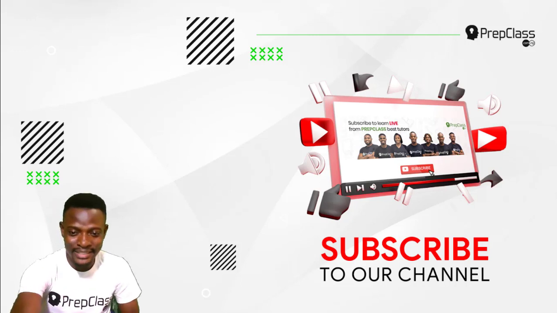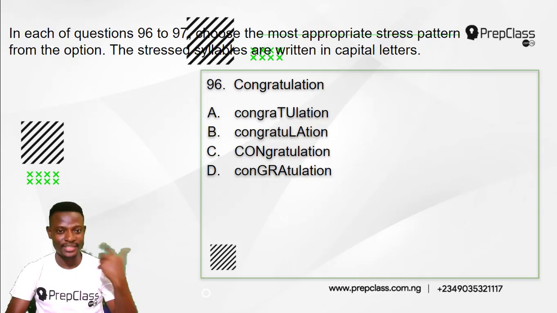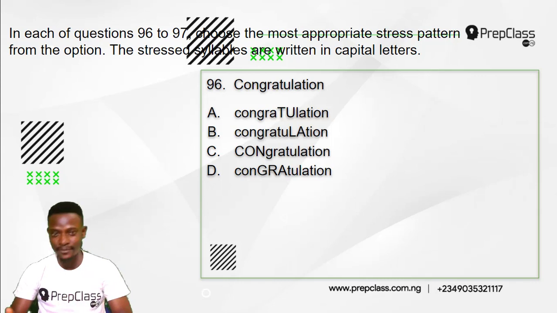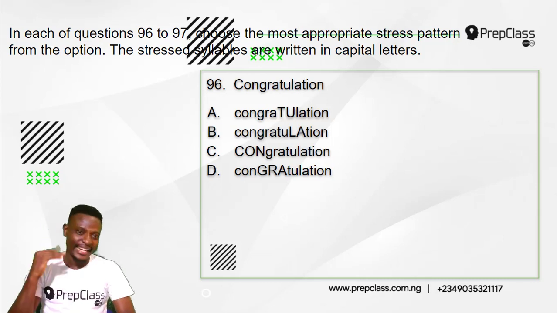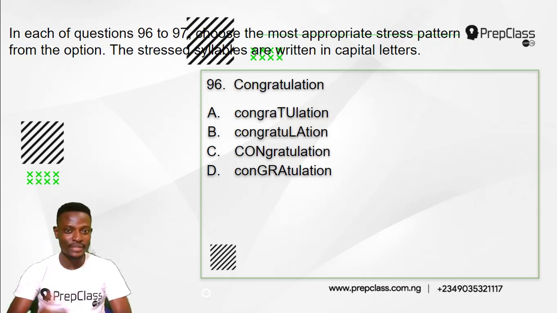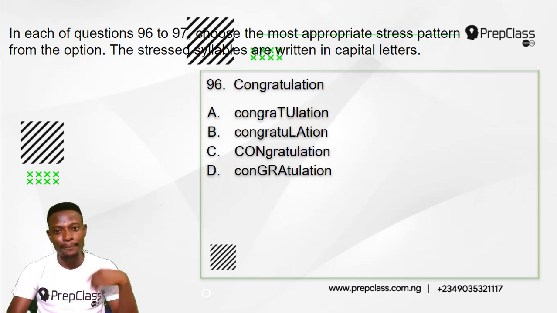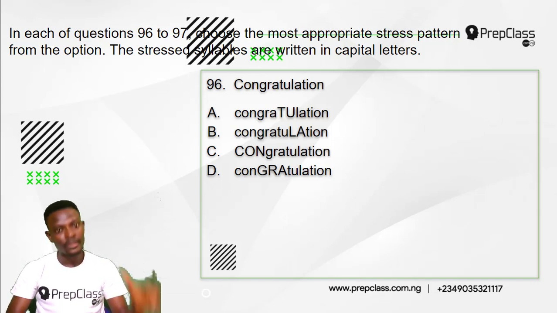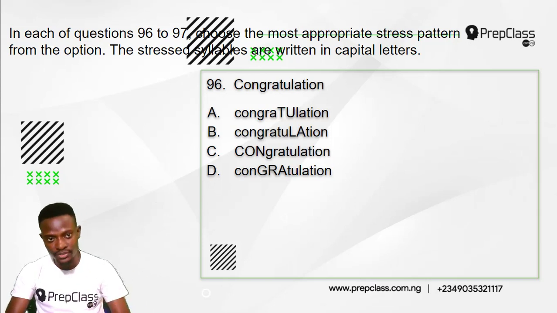Alright, let's begin. Now, for questions 96 to 97, there is an instruction here. The instruction reads, in each of the questions 96 to 97, choose the most appropriate stress pattern from the options. The stressed syllables are written in capital letters.